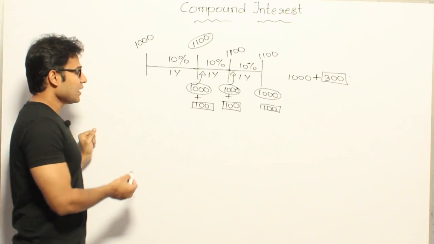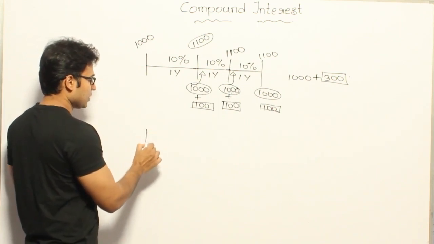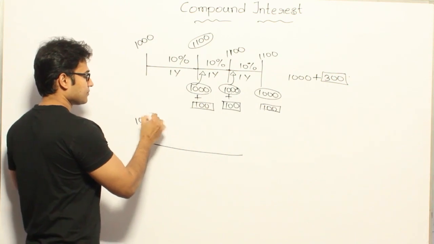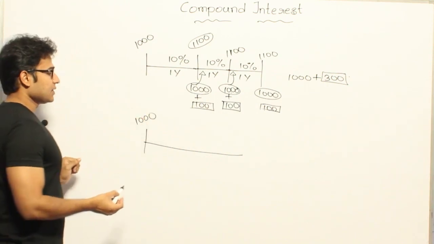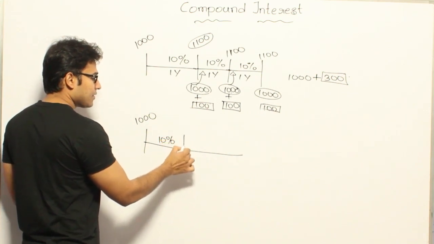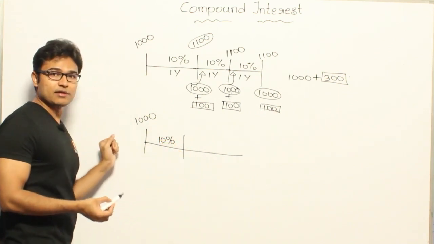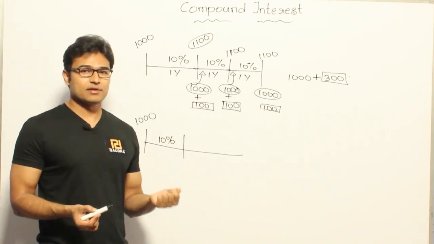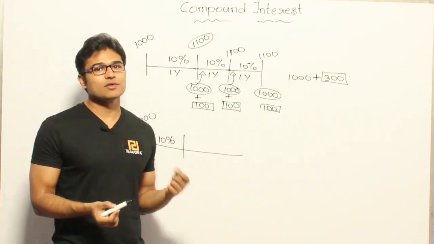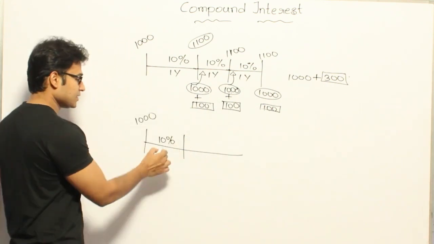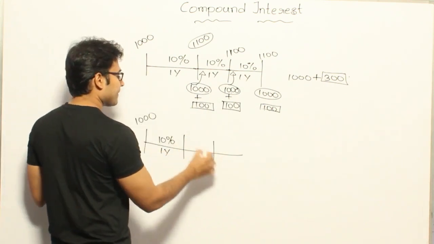Now let us assume the same case, which means you are investing 1000 rupees at a rate of 10%, and assume that the interest is compounded annually. The interest is compounded annually, which means you are going to take out the interest every year. Now let's see; I'll just explain what happens with that.